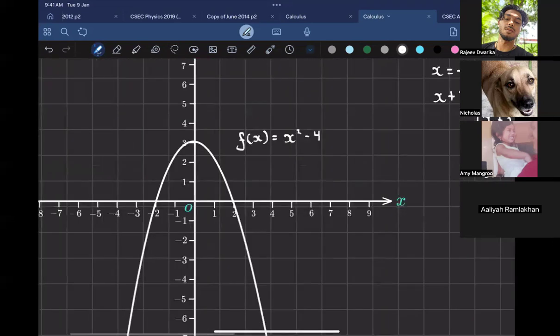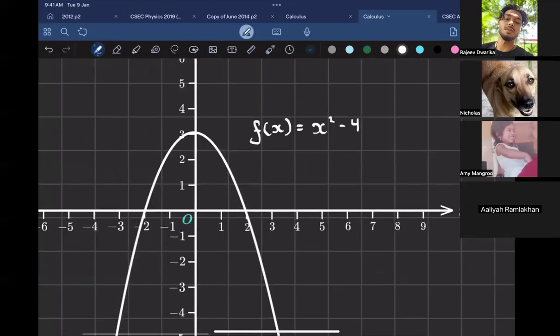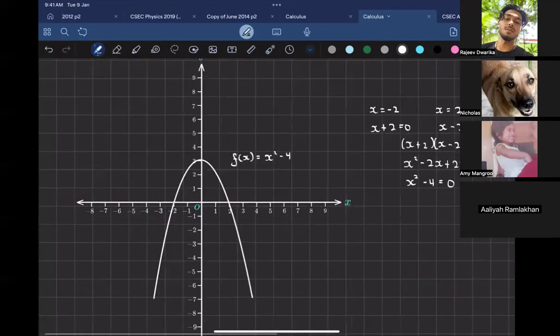So let's try something, shall we? This diagram of it is not to scale. Thinking.